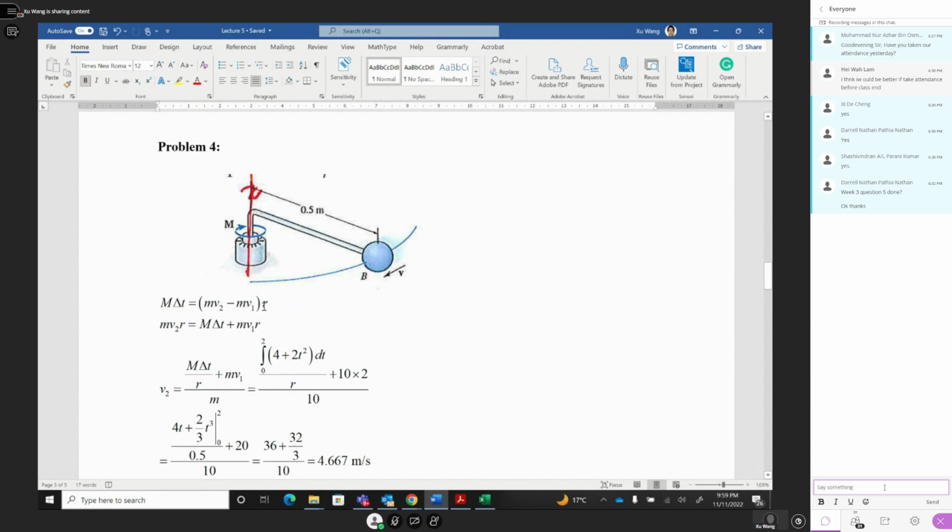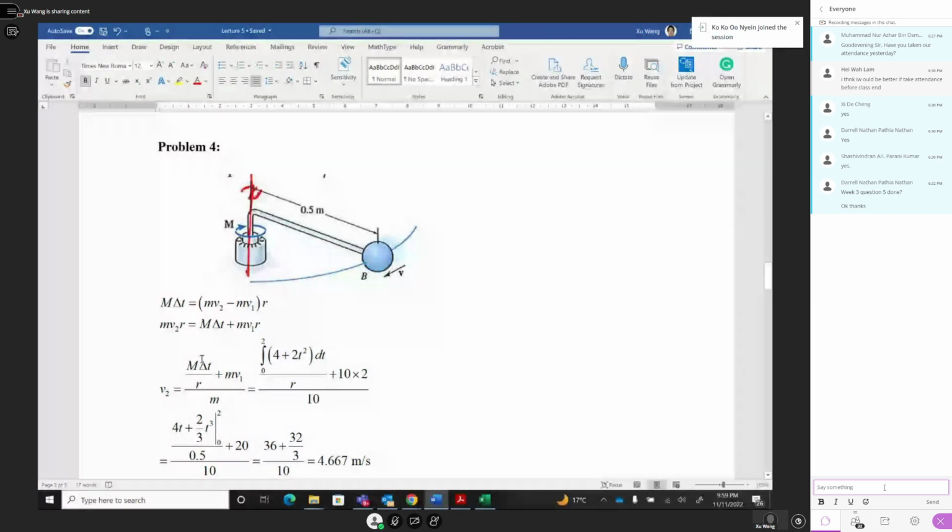Okay, so here this M delta t should be multiplied inside, and then move this r m v1 over. So M_t plus m v1 r equals m v2 r. For m, you want to find v2, so v2 should be equal to all this divided by m r. So m goes here, r on the top, divided by r, and this r cancels. So v2 equals (M_t r plus m v1) divided by m.